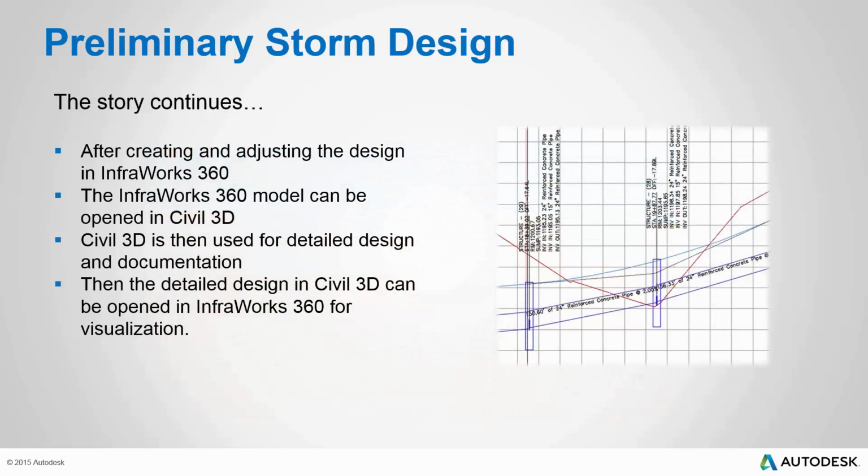Of course, the story doesn't end there. It's not just about InfraWorks 360, it's about InfraWorks 360 and Civil 3D working together. So after creating and adjusting that initial preliminary storm design in InfraWorks 360, I can then take that and literally open it in Civil 3D and continue working on it in a detailed design and documentation mode. Then, once that's complete, I can move that back into InfraWorks 360 if I want and view that detailed design in all of that context that InfraWorks 360 is so good at providing.